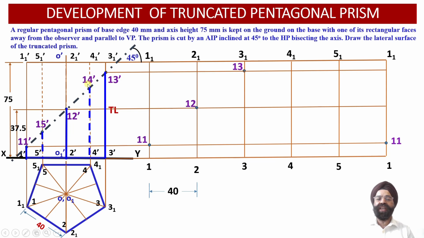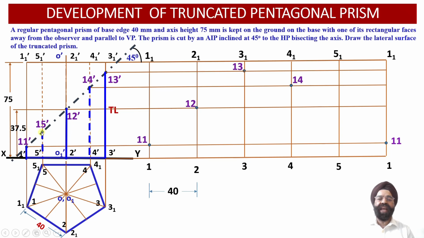Next point of intersection is 14 dash in the elevation projection view, and this point 14 dash has been obtained on the vertical edge 4 1 dash and 4 dash over here. From point 14 dash, if we draw a horizontal projector line into the development projection view, wherever this line intersects with the true length of the vertical edge 4 1 and 4 over here, this point of intersection will be obtained as point 14.